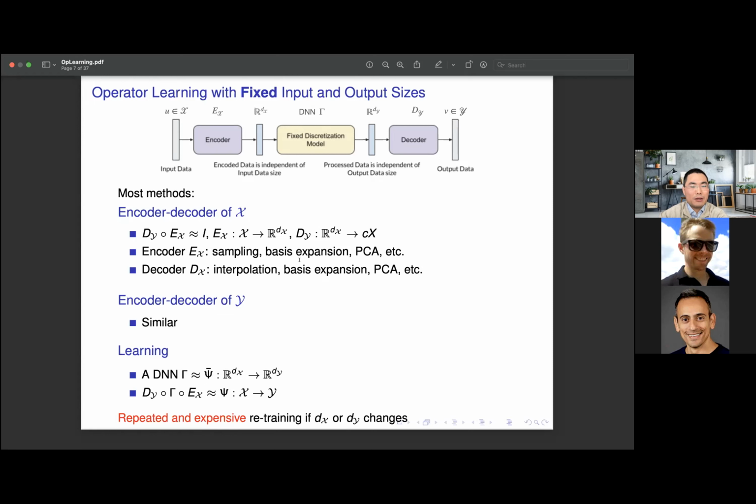For example, you can also use basis expansion. Given the function, you can use the Fourier transformation to transform it to the frequency domain. You can truncate the high frequency modes and only use the low frequency coefficients to get a vector to represent the original function u with some truncation error. You can also use PCA with some data adaptive basis functions to do the expansion.